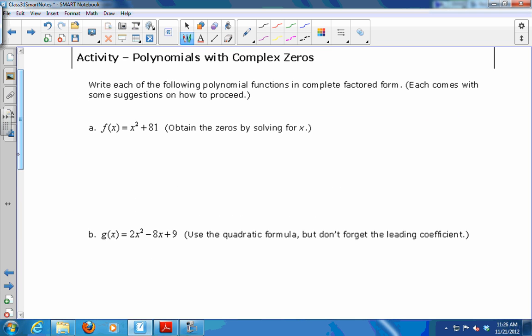Okay, so we have a little activity where I'm going to have you try to factor these polynomials. So remember, if you can get zeros, you got factors. So get the zeros, use them to write factors.